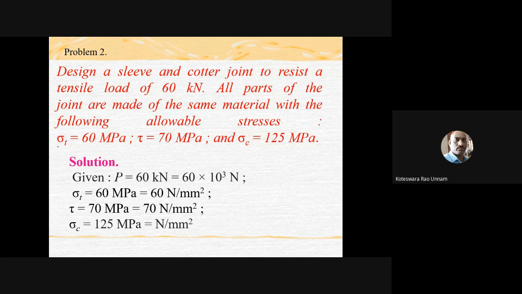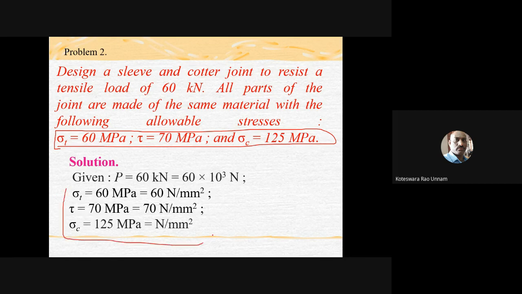Suppose sometimes they may not give these things, so in that case what you have to do is pick these values from the data book. So that is the point you need to remember. Always they may or they may not give these values. Since the design data book is allowed for the examination, we should know how to pick the data from the data book also. So that is also an important thing.